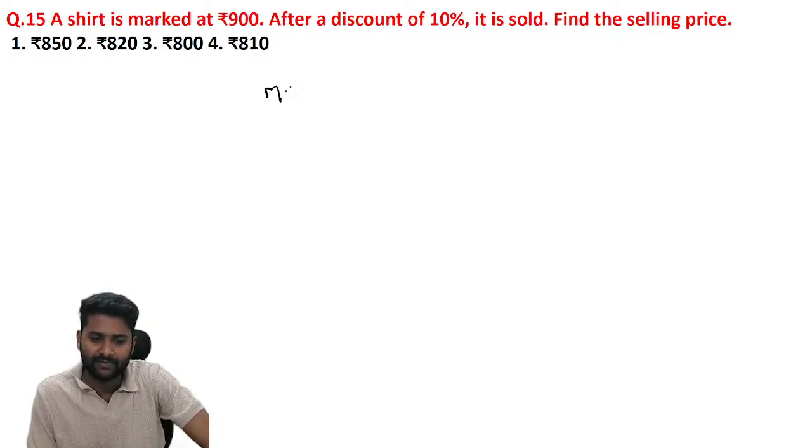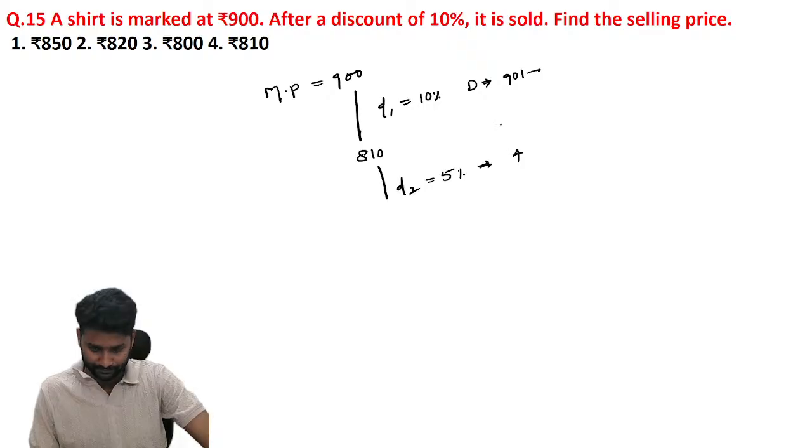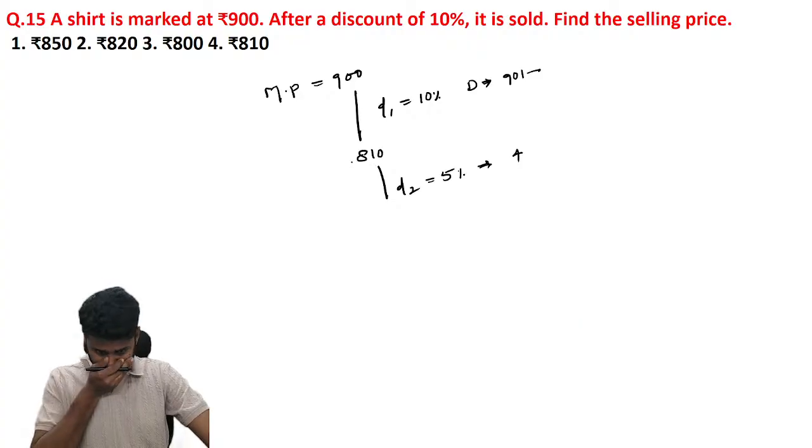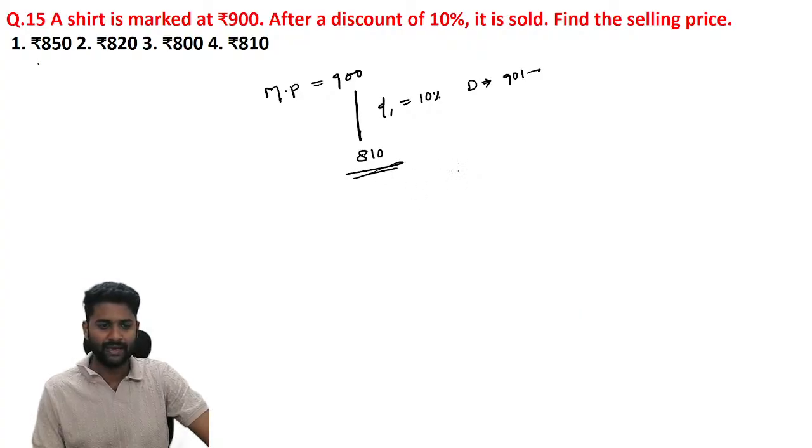See here, market price of an article is 900. Now they got a first discount of 10%. If they got the first discount, they have to pay, why? Because 10% of 900 is 90 rupees. Now they have to pay 810 rupees. But again, they got another discount of 5%. See, 5% is all about 10% is 81 and 5% is half of that. Shirt market price is 900 after a discount of 10%. Sorry, it's only a single discount. Now they have to pay 810 rupees.